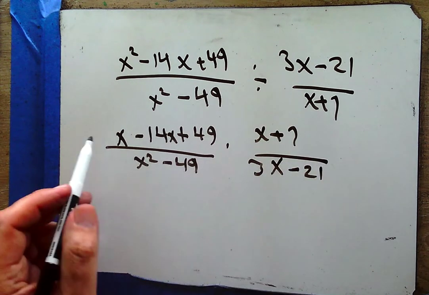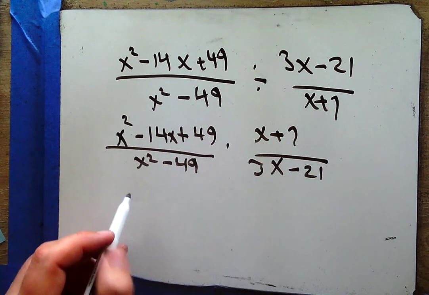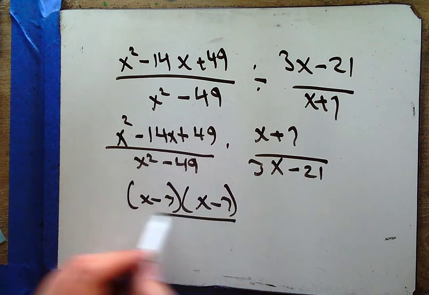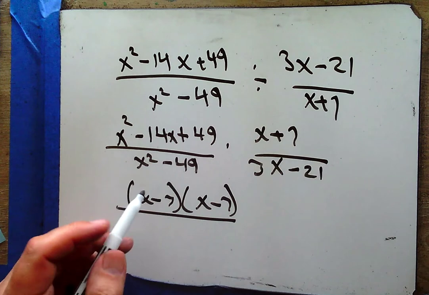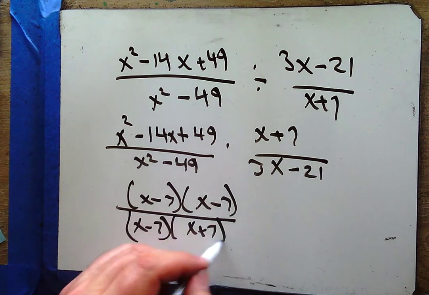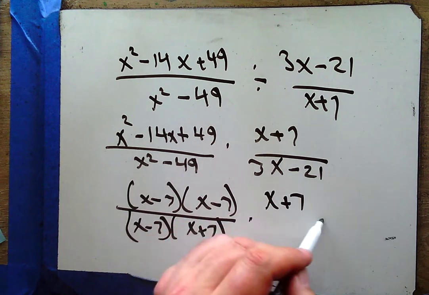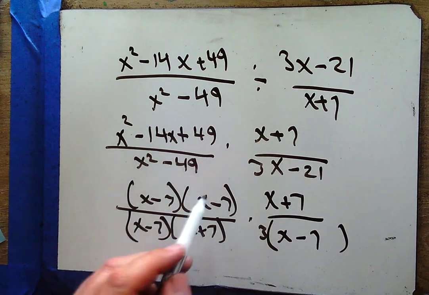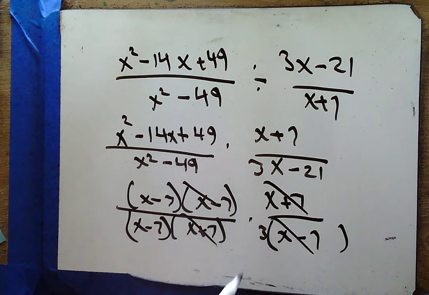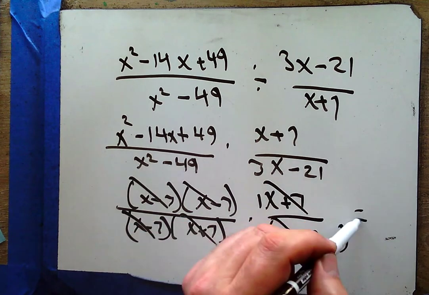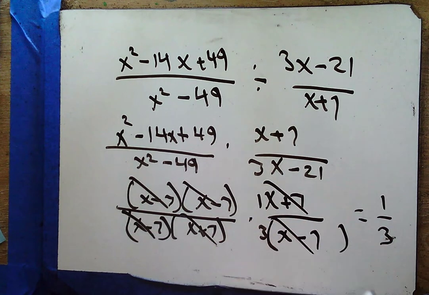But then I need to factor. This factors as x minus 7, x minus 7. This is a difference of squares, x minus 7, x plus 7, times x plus 7, and I can factor out a 3 here and have x minus 7. These cancel, these cancel, these cancel. All I have left is a 1 on top and a 3 on the bottom.